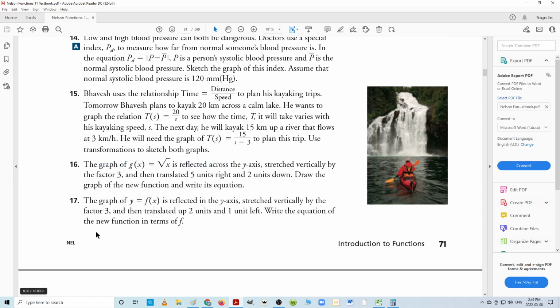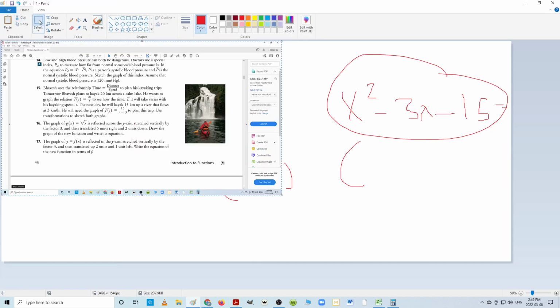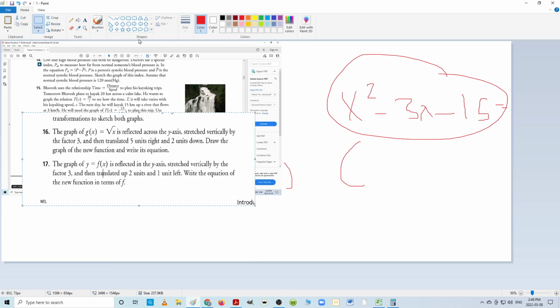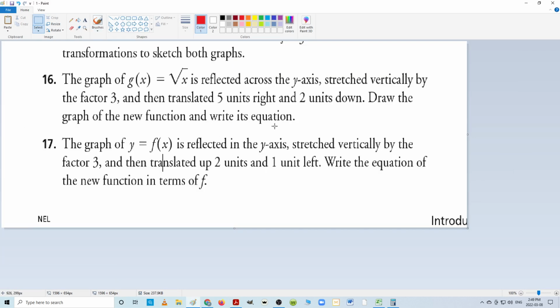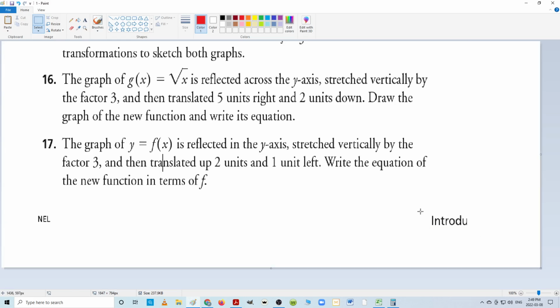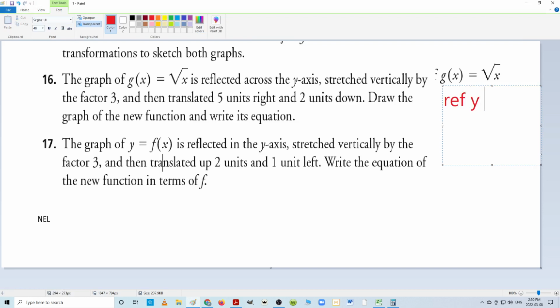Okay, so then they want you to practice the wording of it. Like this. If it's reflected across the x-axis, that means there's a negative in front of the y. So you start with this and you list all the things. Reflection in the y-axis means put a negative at the x. Stretch vertically by 3, so put a 3 in front. Translated 5 units right, put an x minus 5. And 2 units down, just put a plus 2.